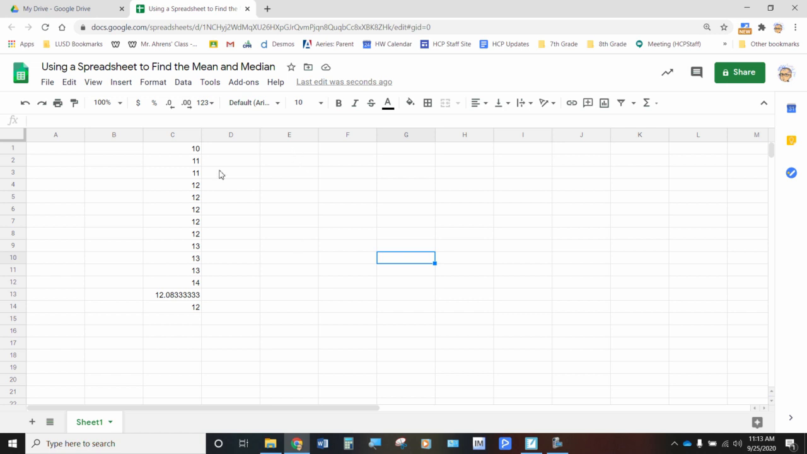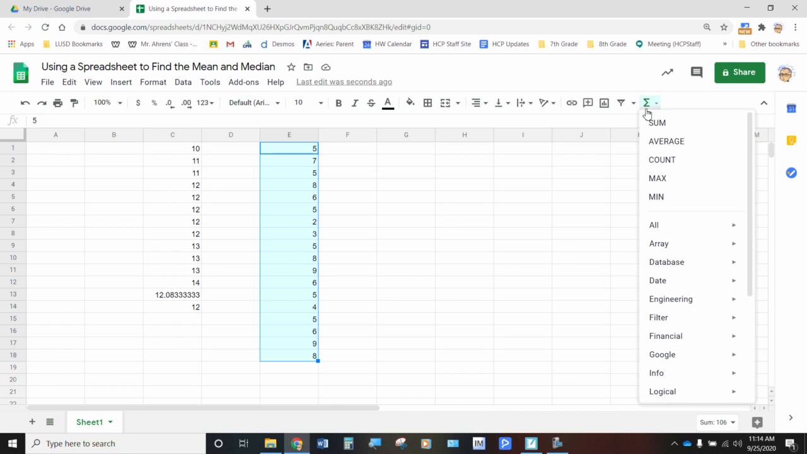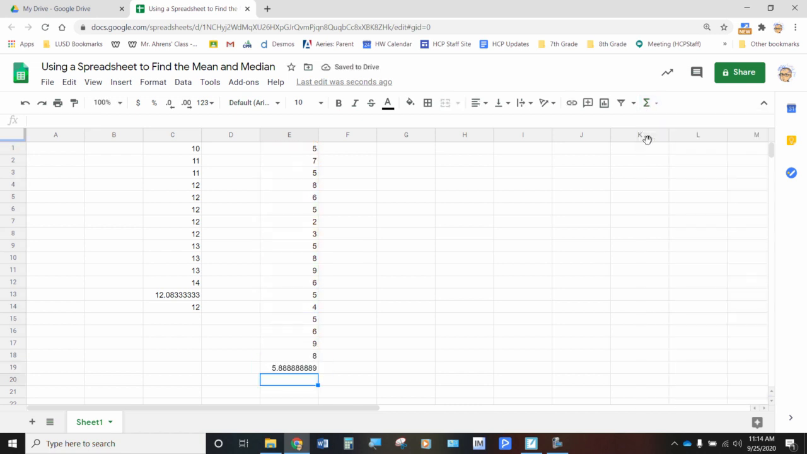Okay, so just to show it again, what we do is put in a bunch of random numbers. Oh no, I didn't want to do that. Stop it. Oh, I see what I got to do. Okay, so all right, let's find the mean. Highlight them all. Click on average, and there you go. 5.8 repeated is the mean of all of those numbers. What's the median?